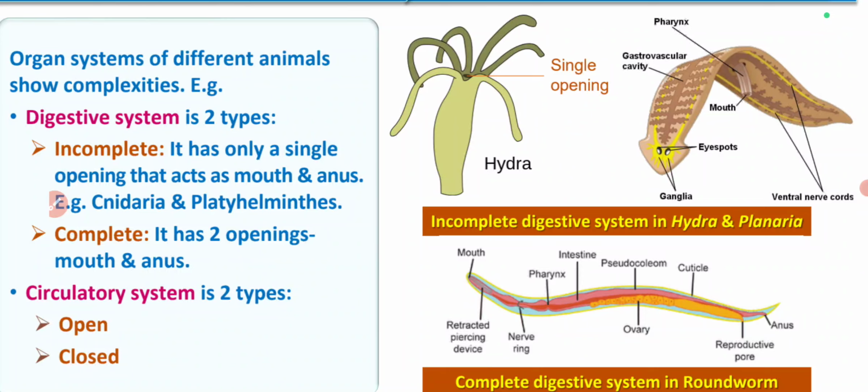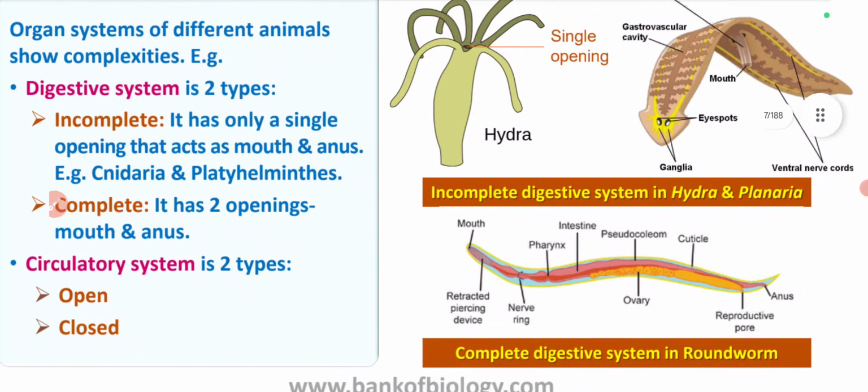Example, digestive system, it is of 2 types. One is incomplete and other is complete. Incomplete means there is only a single opening that acts as mouth and anus. If the mouth opening and anus opening are the same, then the digestive system is called incomplete. Some examples are Hydra and Planaria. You can see the diagram, mouth and anus open in a single way. That's why the digestive system is called incomplete.